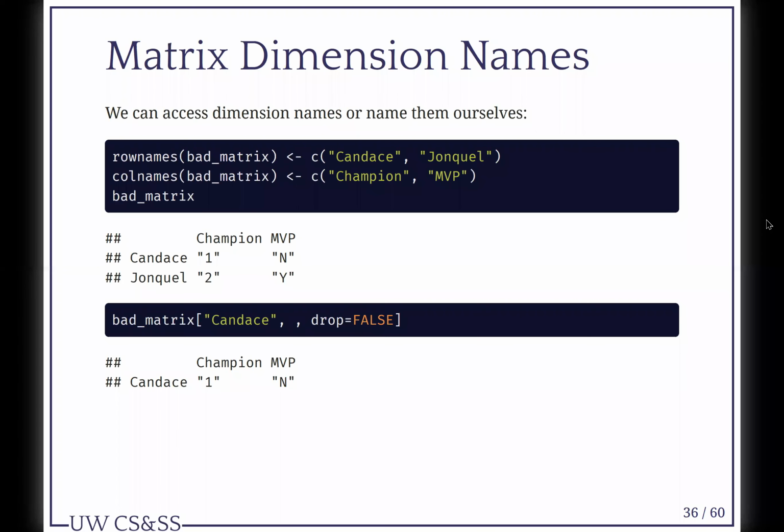And now we can subset based on these names. So here I subset bad matrix with the row as Candace, nothing for the column, so it will provide both of my columns back, and drop equals false so that it remains a matrix. And what we receive back is a matrix that's 1 by 2 and still has our column and row names and the elements of the first row.